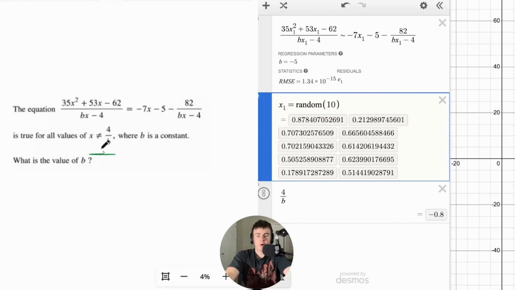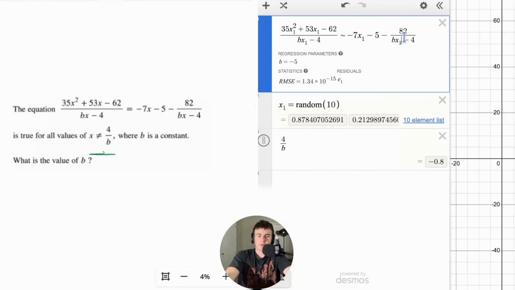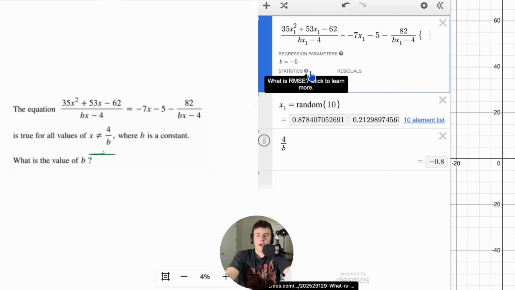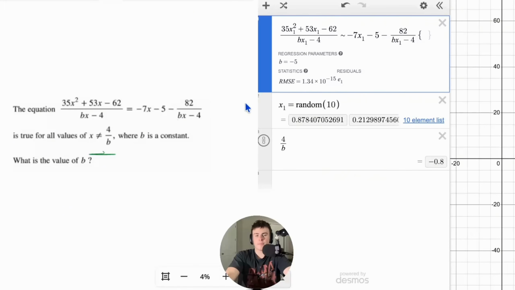So therefore, you are actively fulfilling your condition by putting random 10 because you're not putting it equal to 4 over b. You can also do like this here where you put a squiggly bracket and you say like, I don't know, x is bigger than 10 or something. And then it's probably going to be true here. But anyway, just make sure you fulfill your condition.